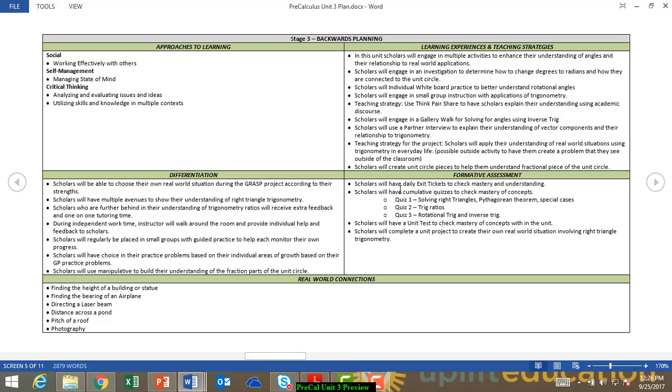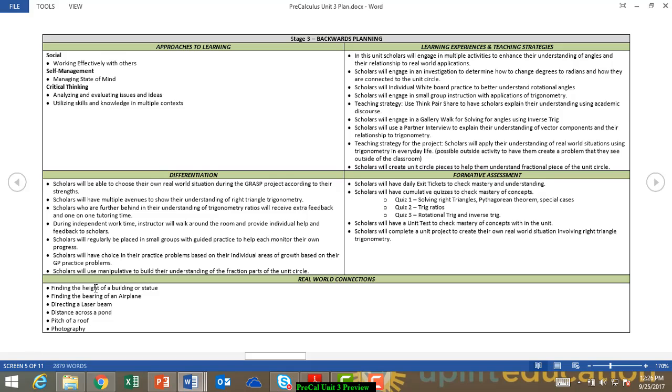Some formative assessments. You should be taking exit tickets daily to understand mastery and understanding of the content. Quizzes should be cumulative so that you can cover multiple concepts throughout a quiz to make sure that they're going to be successful on the unit exam. And of course the project as we move forward.